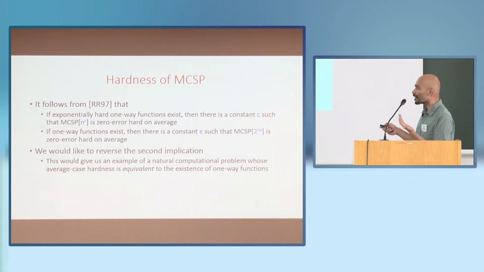And what we're interested in doing is exploring whether the second implication can be reversed, so whether you can actually get one-way functions from this assumption that MCSP for size 2 to the epsilon n is 0-error hard on average or not.